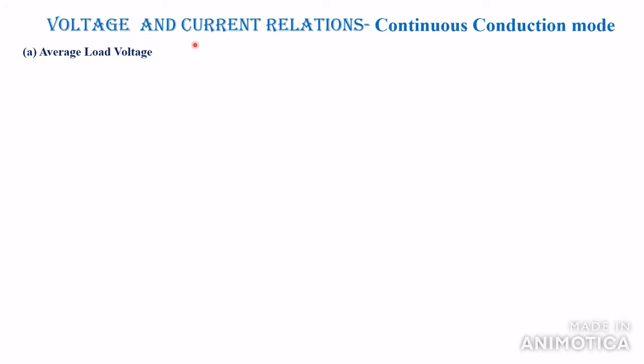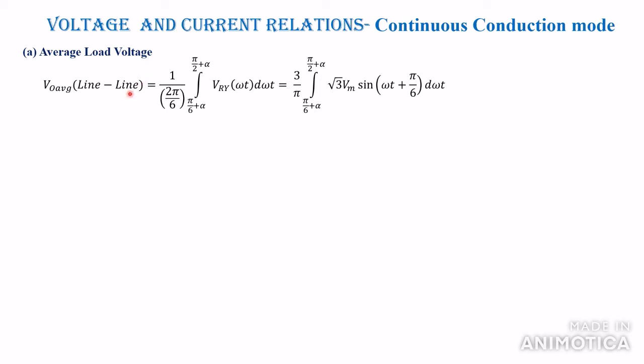Next we'll derive voltage and current relationships for continuous conduction mode. First we'll derive the average value of the load voltage. This is the formula for V naught average, which is actually the line to line voltage. For one complete cycle we are getting 6 pulses at the output. So this is written as 1 by 2 pi divided by 6 integral VRY.